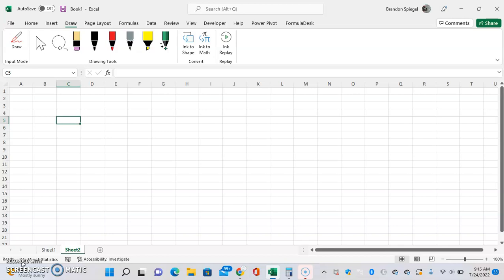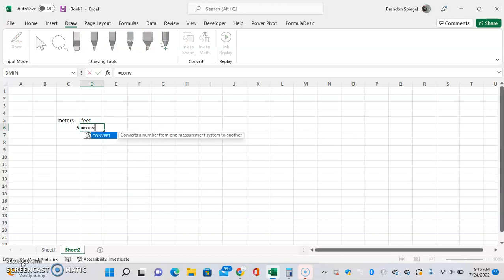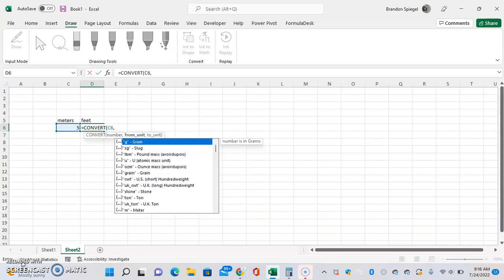So let's say you just wanted to convert meters to feet. 5 meters to feet. We can do equals convert. And with parentheses, the first argument is a number, so what number we're looking to convert, in this case meters, from units.